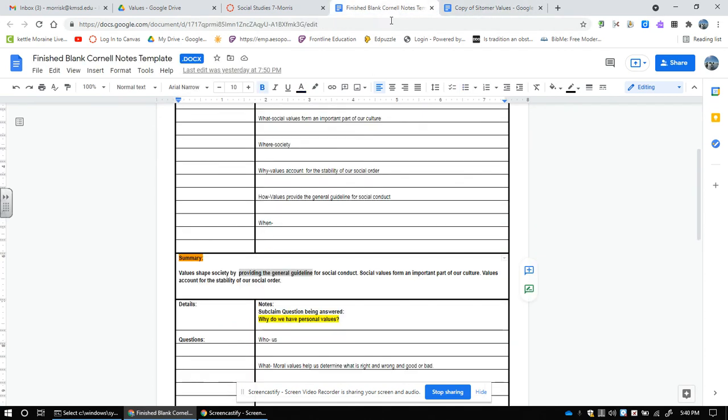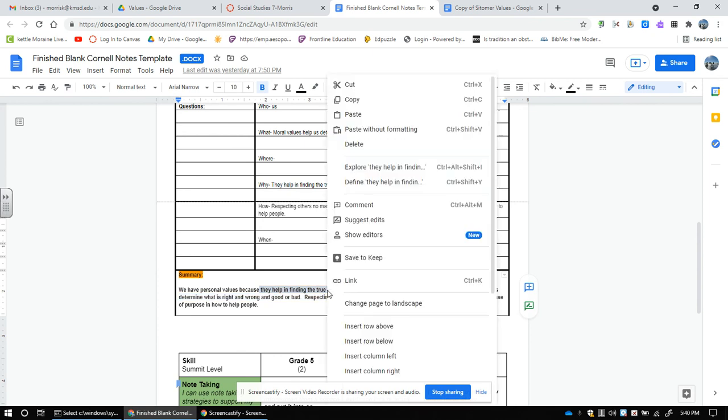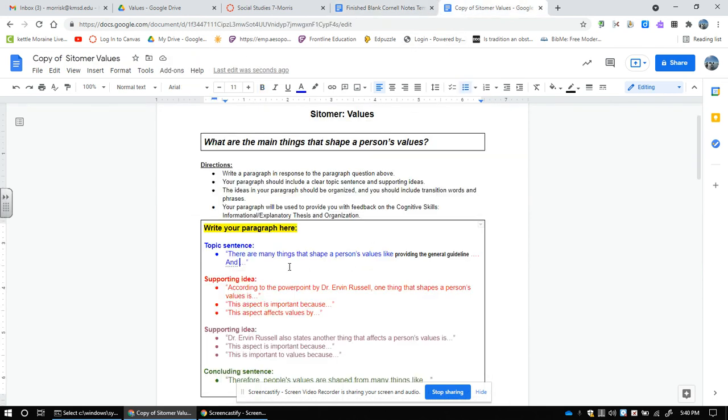Now I need to do the same thing here with our second summary. Let me highlight our first sentence, and now I need just a piece of it. We have personal values because they help in finding the true purpose and making sense of the world around us. Okay, I just need a piece. I'm going to go right here: they help in finding the true purpose. I'm going to copy that. I'm going to paste it here.